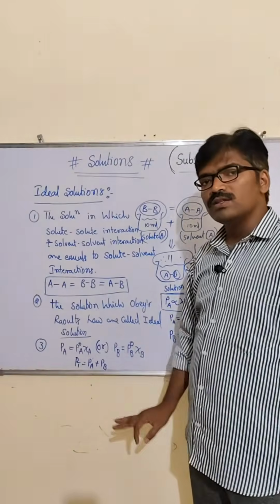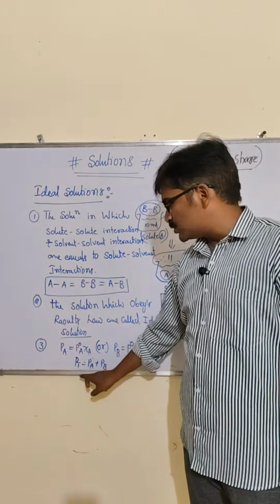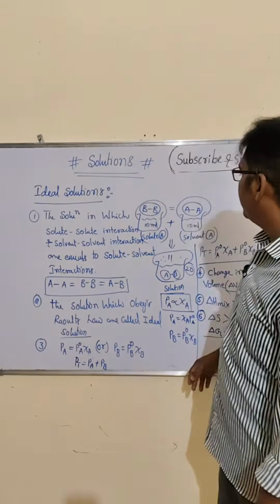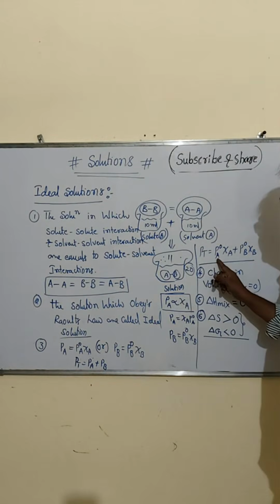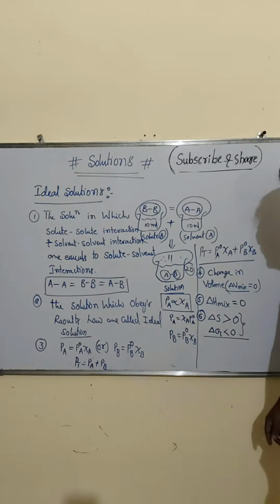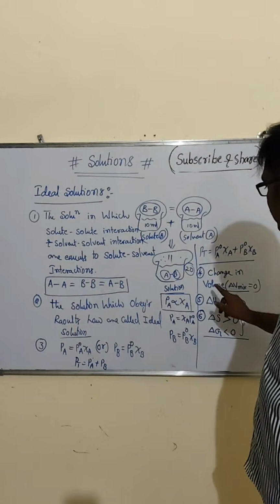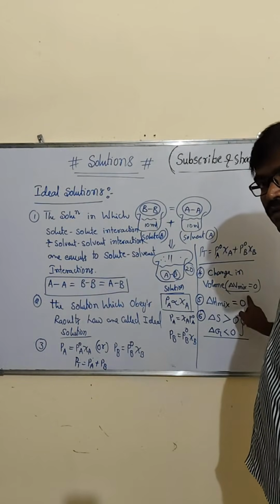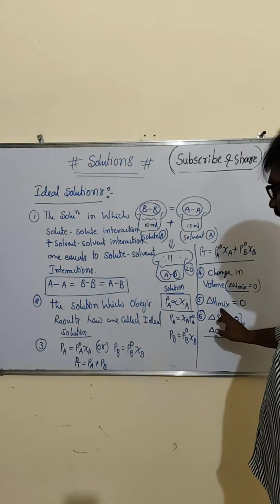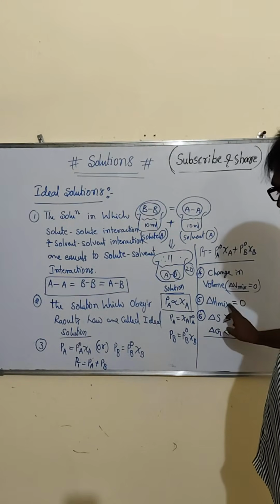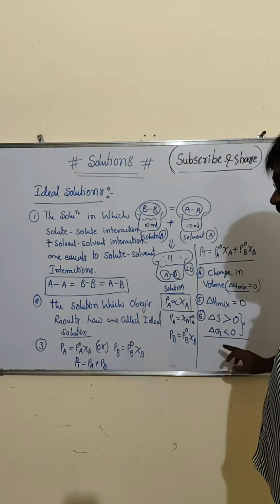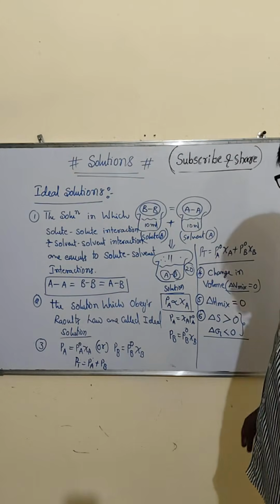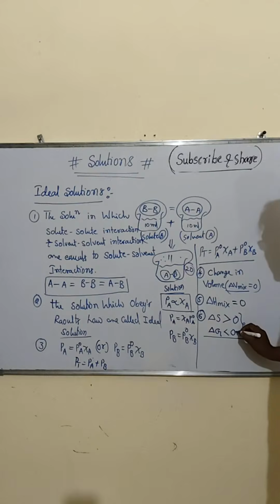Then according to Dalton's law of partial pressures, P total equals PA plus PB. So P total equals P naught A into the mole fraction of A plus P naught B into the mole fraction of B. One more point: the change in volume upon mixing is equal to 0. The change in enthalpy upon mixing is also equal to 0. Delta S is always greater than 0, and delta G is always less than 0. Once delta G is less than 0, we know the process is spontaneous.